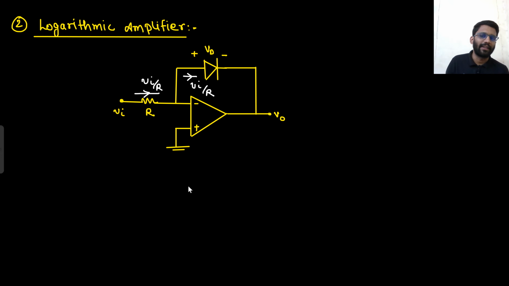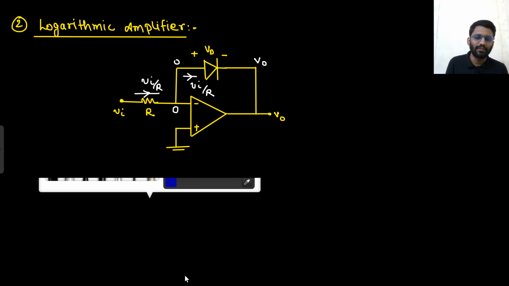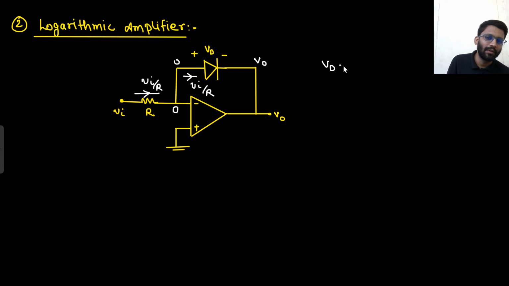What is the Vd potential here? Tell me. Since there is negative feedback, this node will also be 0. So what is your V0? V0 is equal to minus Vd. Say yes or no. This node is 0, this node is V0. So what is your Vd? Vd is minus V0. You can write Vd equals minus V0 or V0 equals minus Vd. Both are the same thing.